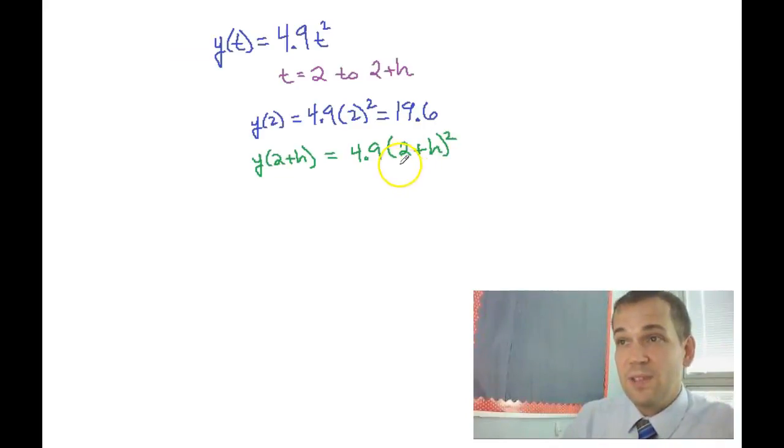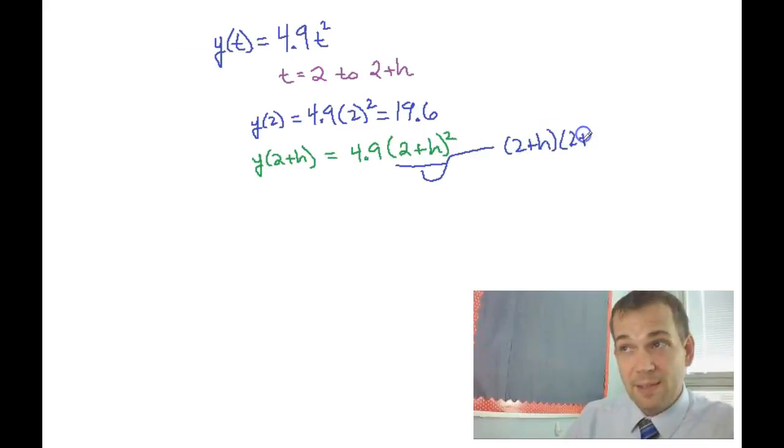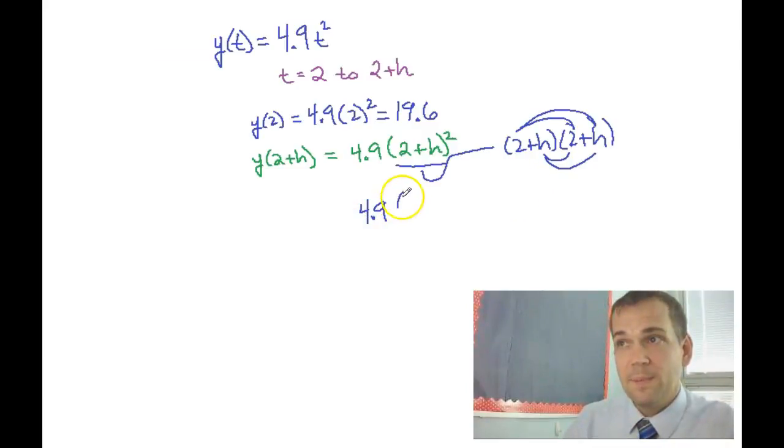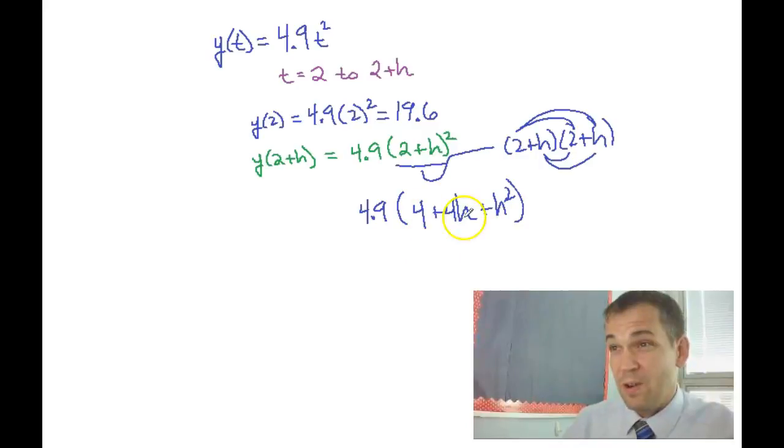If we see something like 2 plus h squared, the meaning of that is to take 2 plus h and multiply it by itself, which means we have to FOIL all this stuff out. I'm not going to show you all the steps, but if you were to do that correctly and combine your like terms, you should end up with 4.9 times 2 times 2 is 4. You have a 2h and another 2h, so you have a 4h, and then h times h would be h squared. And I'm going to pause and do some calculations with my calculator to distribute this out.